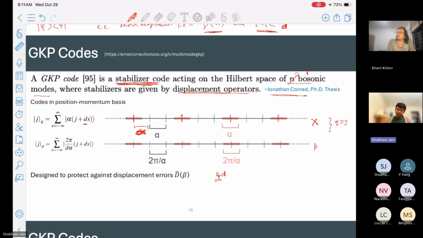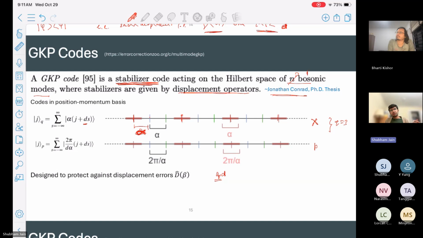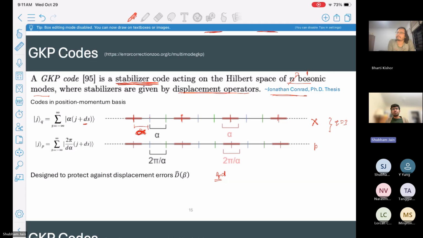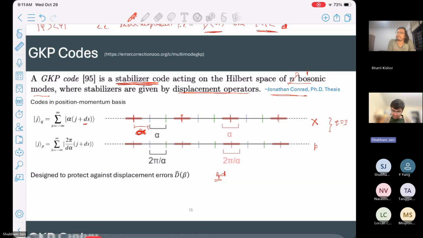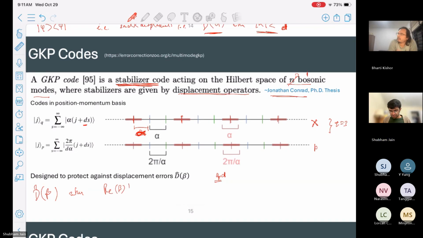Yeah, this was alpha. And when you convert it into the momentum basis, this alpha just gets converted into 2 pi over alpha. So you have similarly equally spaced states, which are spaced by this quantity 2 pi over alpha. And if we take over our binomial cat code intuition again, it is easy to see that this can correct against all displacements beta. So all errors of this kind, where the real part of beta is less than or equal to alpha over 2, so that we are still in this region.